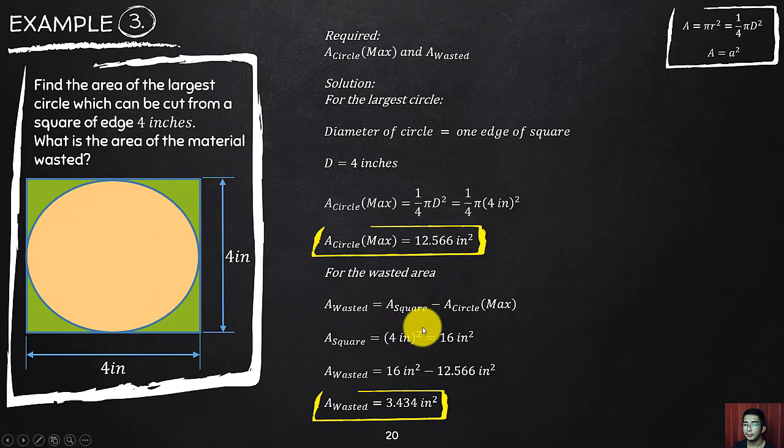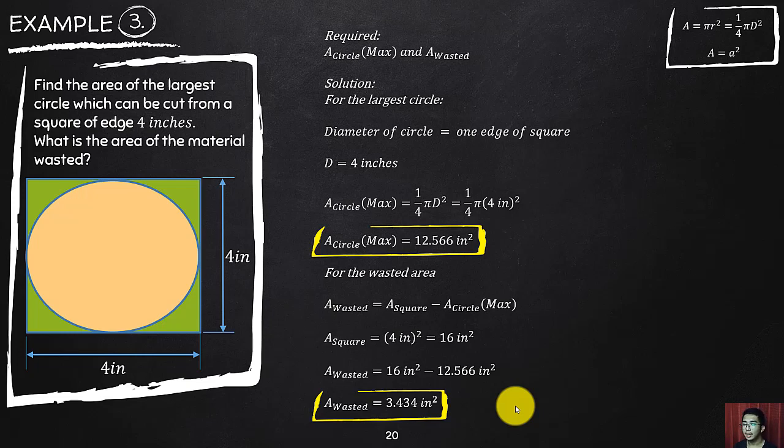from the square. So a square is simply edge times edge, so edge squared, a squared. This time a is 4, correct? So 16 square inches. So for the waste, simply subtract 16 minus 12.566. That gives you a waste of 3.434 square inches. When you go to your calculus, you'll learn about optimization problems. Okay, how do you minimize the waste in this type of problems?